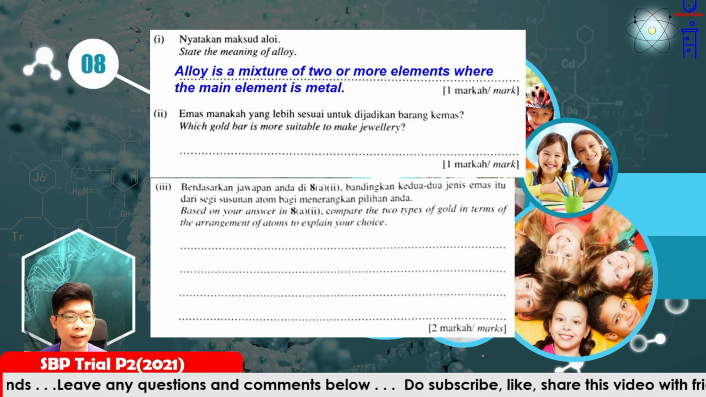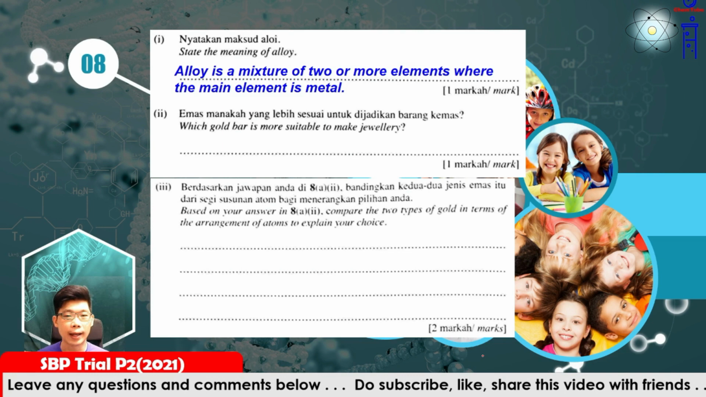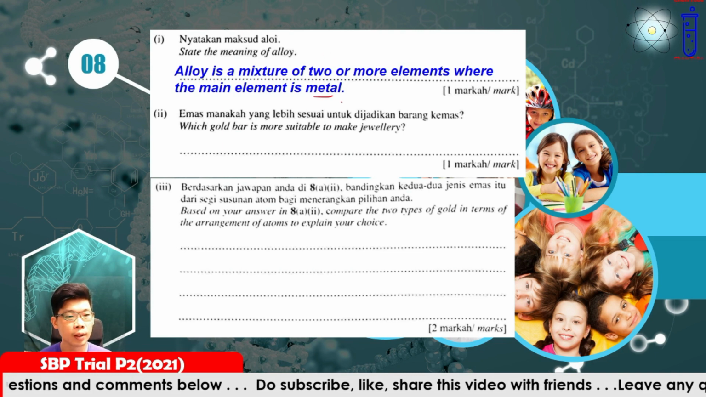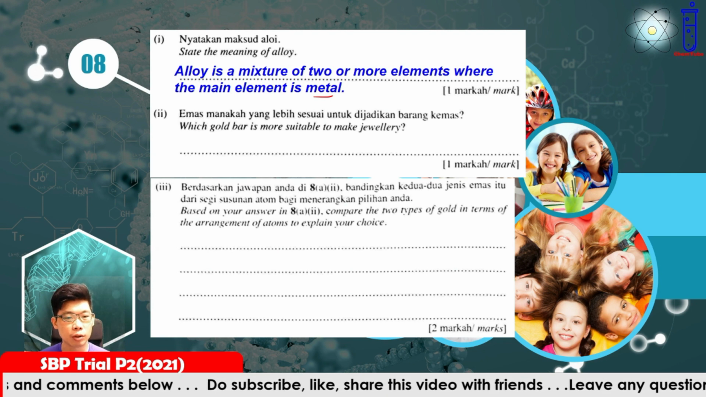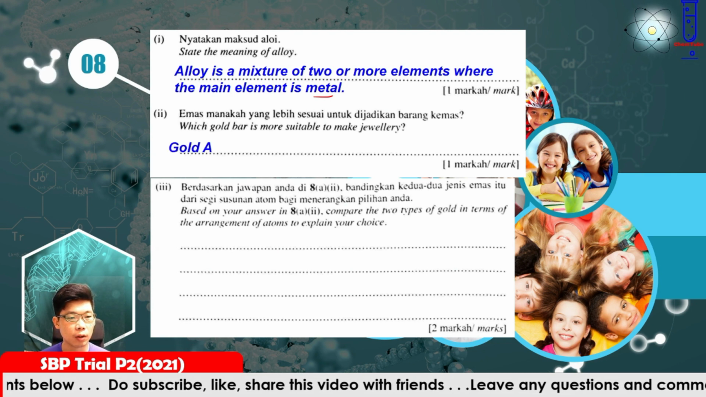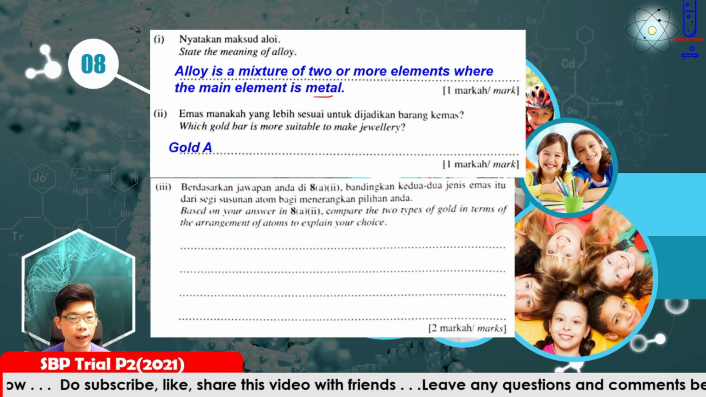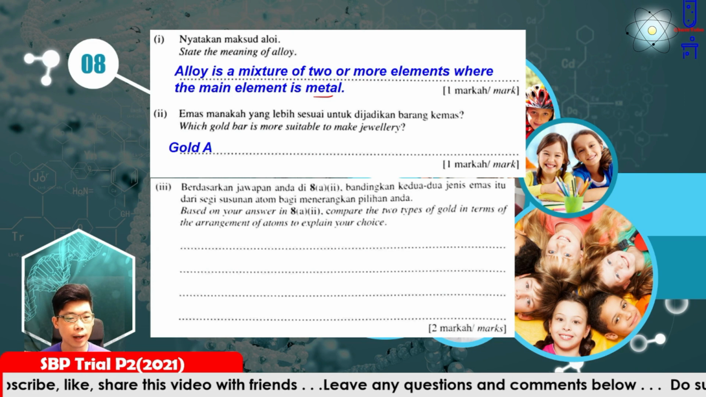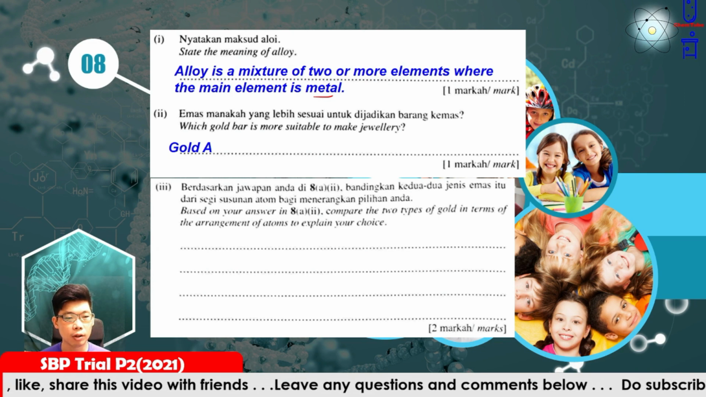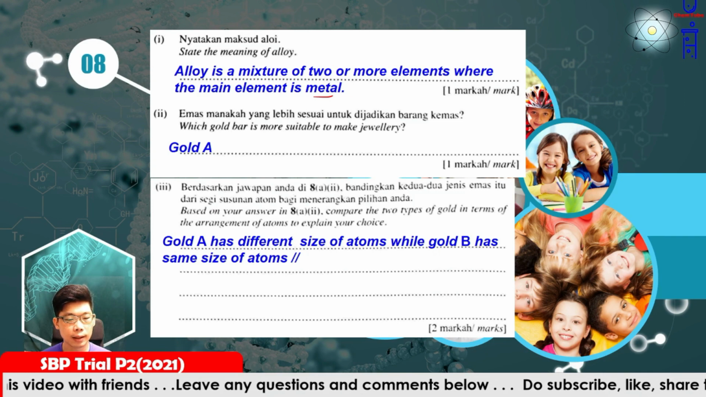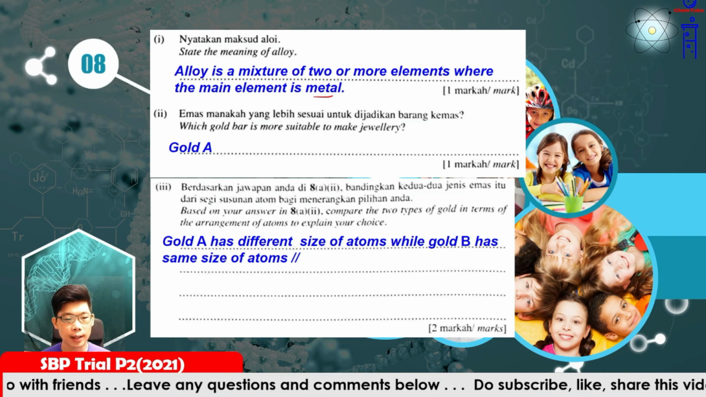So alloy is the mixture of two or more elements where the main element is the metal. And then which gold bar is more suitable to make jewelry? So we look for the stronger one. So it's gold A. Okay, based on your answer, compare two types of gold in terms of the arrangement of atoms and explain your choice. Okay, so gold A has different size of atoms, while gold B has same size of atoms, right?